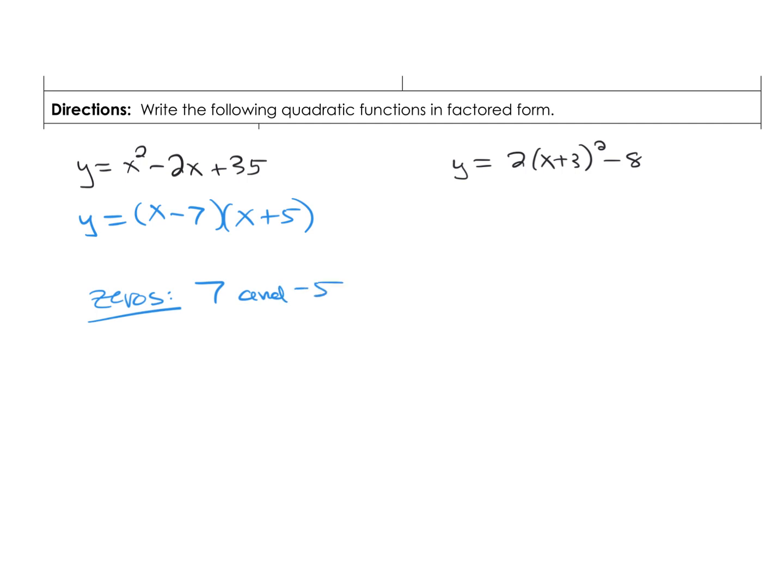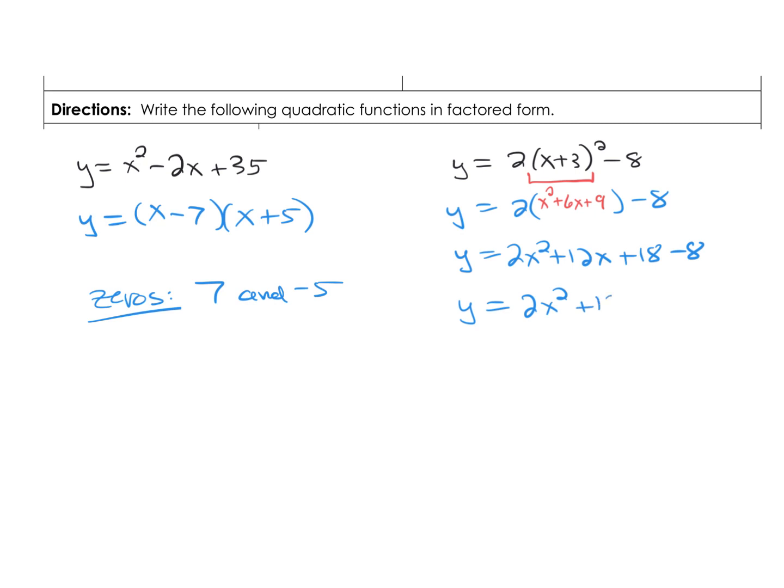Okay, for this other one, unfortunately, before we can factor it, we're going to have to multiply it out. So this is x squared plus 6x plus 9. And then if I write in the rest of that and multiply it out, I get y equals 2x squared plus 12x plus 18 minus 8. 2x squared plus 12x plus 10. Okay, so now I need to factor it.